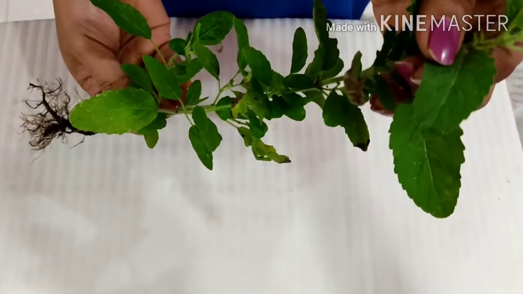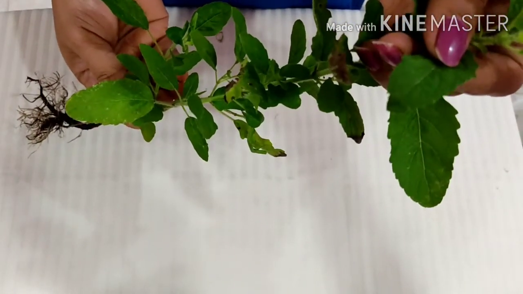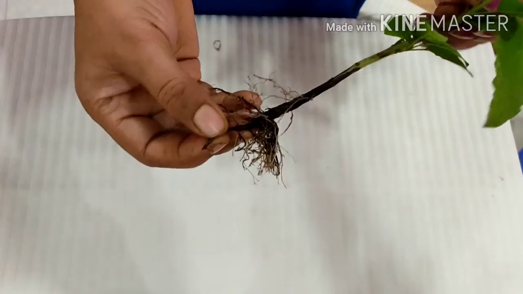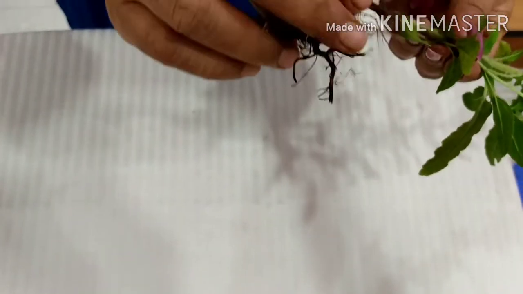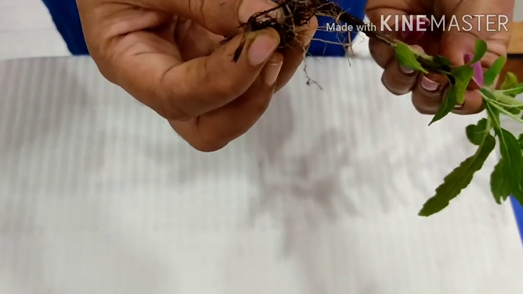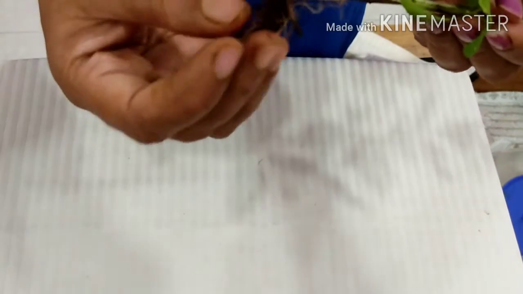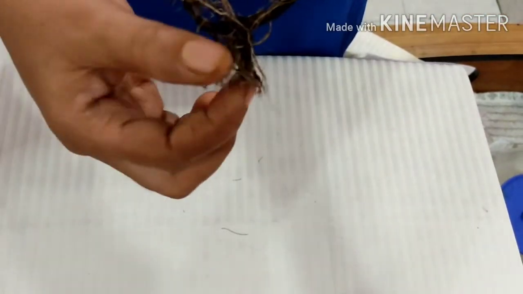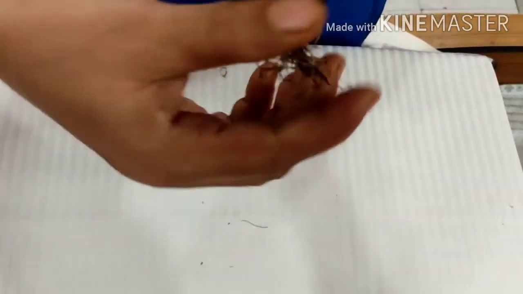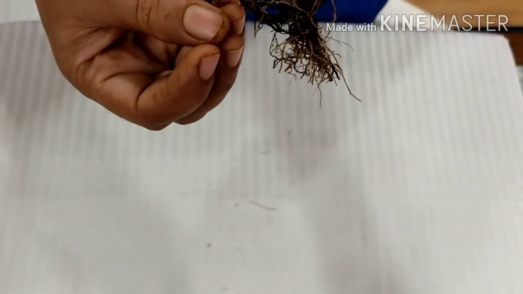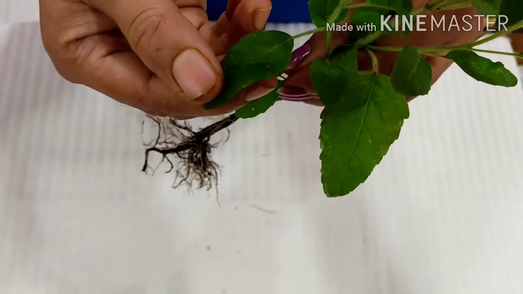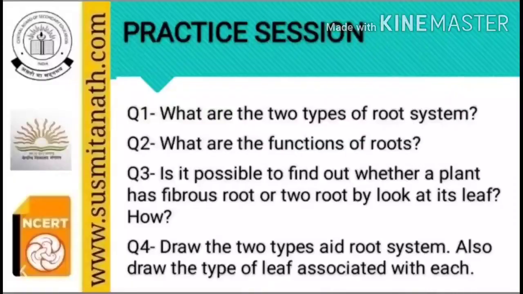Now, look at this Tulsi plant. See the leaves, the venation. The venations are reticulate. Now, if you look at the roots, see, there is a main root out here. I just put these on the side and you see there is a main root. And from this main root, these lateral roots are coming out. So, this type of root system where there is a main root from which lateral roots come out is called taproot, and the leaf venations are reticulate.